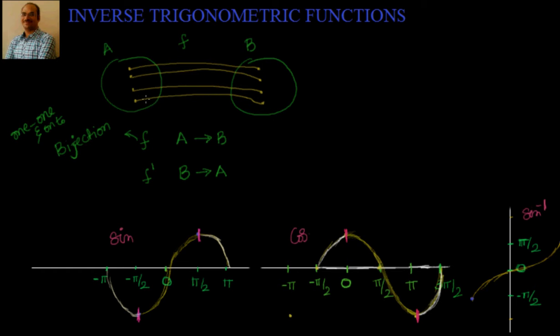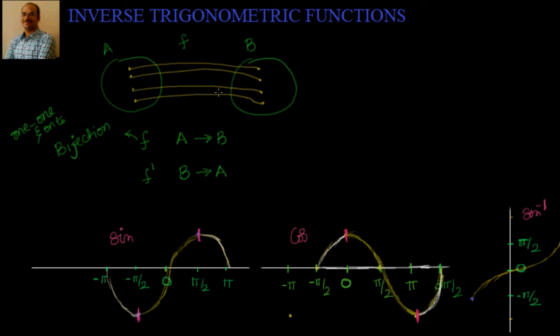All the elements of A are mapped uniquely to one element of B, and also all the elements of B are mapped to one unique element of A. Then we can say that there exists an inverse, F inverse, which will go from B to A.